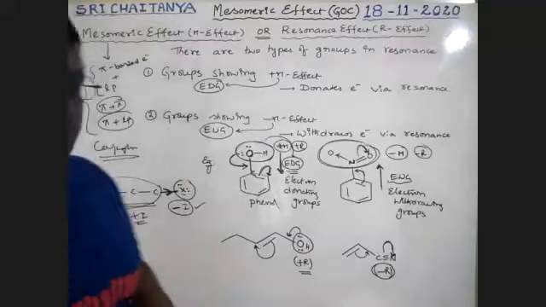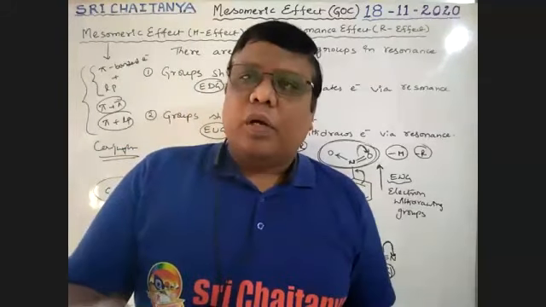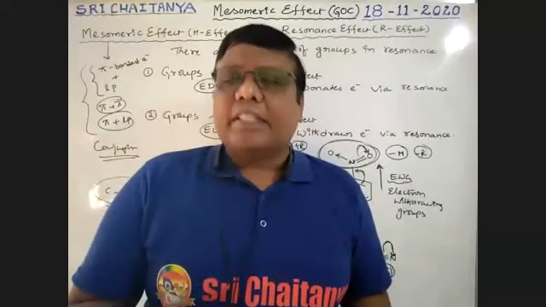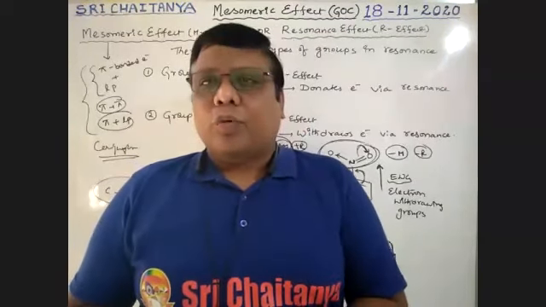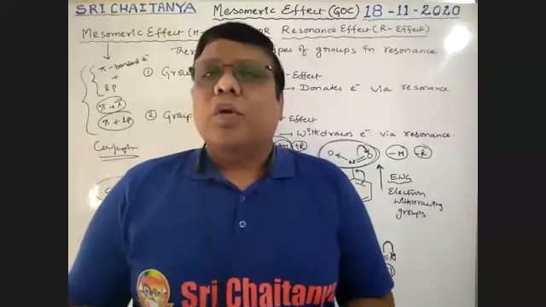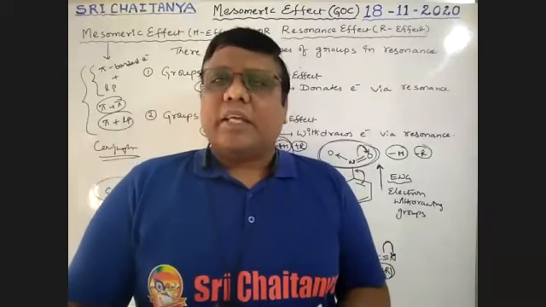Sir, which one is a plus M group? Which one is an electron donating group, or which one is an electron withdrawing group? Let us discuss with examples. How to identify whether it is a plus M or minus M group, or plus R or minus R group? Let us discuss with examples.